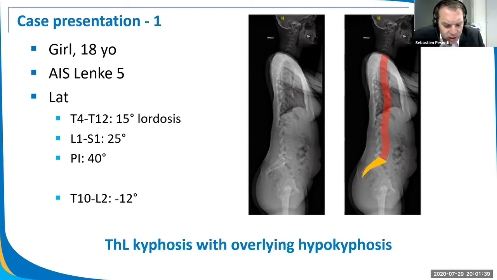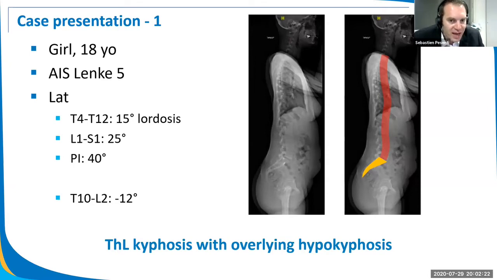We don't use it in daily practice because it's quite difficult to use. There are a lot of types, and I'm not sure there is a big impact on the choice of fusion levels. The thing that we look at for the choice of the LIV is more the coronal, the frontal view, and the choice of the UIV is more a balance between the coronal and the sagittal view.